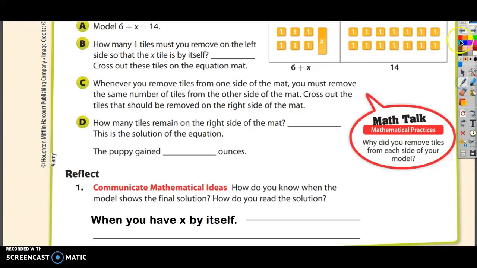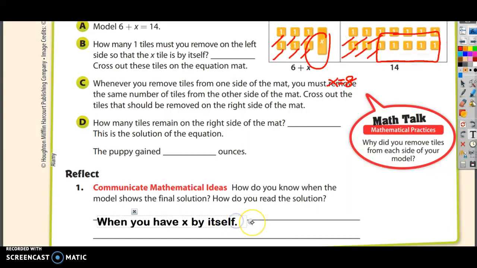Remember what we did was we crossed off 1, 2, 3, 4, 5, 6. And so what did we get? We have x all by itself. That's what we needed. And then when you count over here, 1, 2, 3, 4, 5, 6, you have these. So what is our answer? Our answer is x is equal to 8, because x over here is equal to these 8 right here. So how do you read the solution? You read the solution: x is equal to the number of remaining tiles.